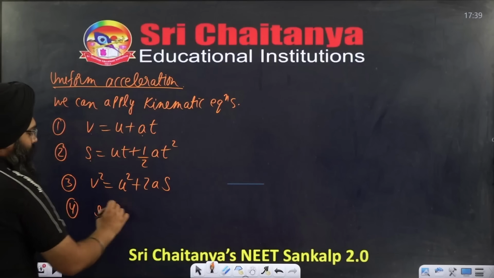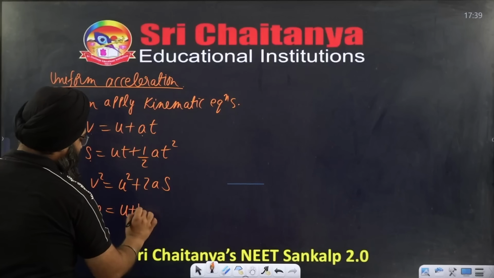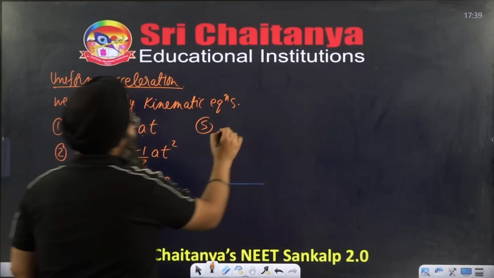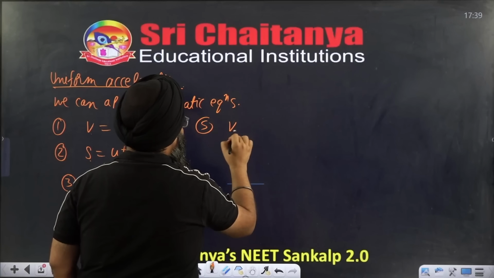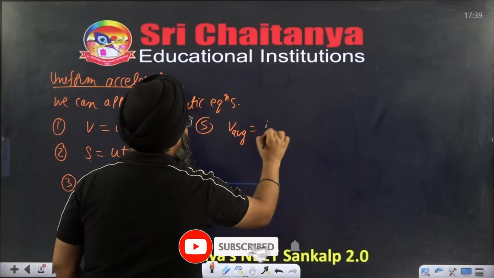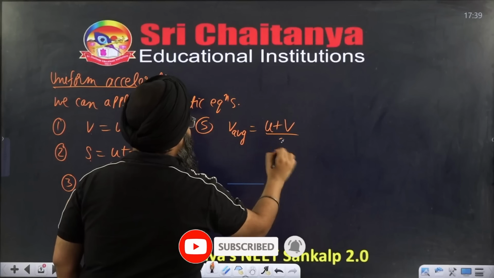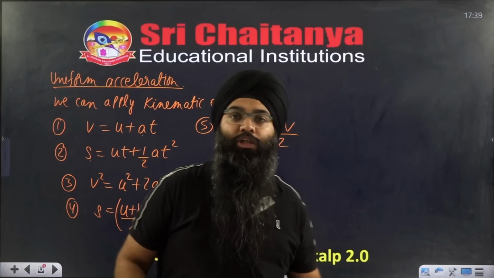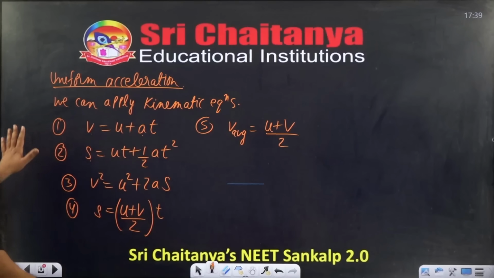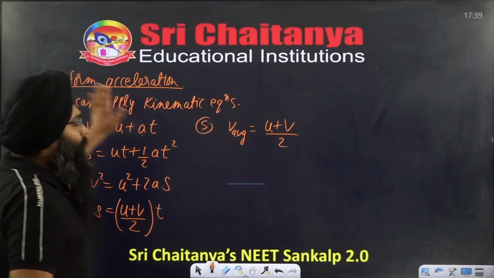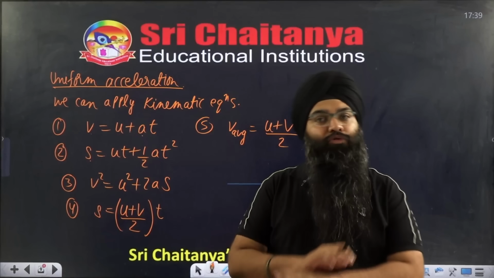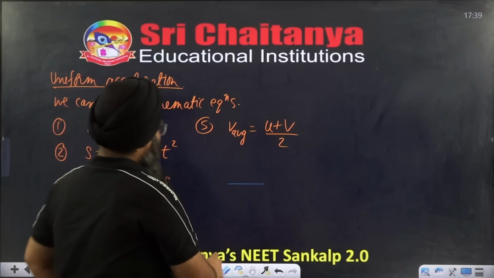So displacement can also be written as (U + V)/2 multiplied by T. That means in the case of uniformly accelerated motion, I can write the average velocity of the particle as (initial velocity + final velocity)/2. Remember one thing, all these equations, whatever I am writing, are basically written for only uniformly accelerated motion. If a particle is moving with uniform acceleration, you can directly apply this particular relation.